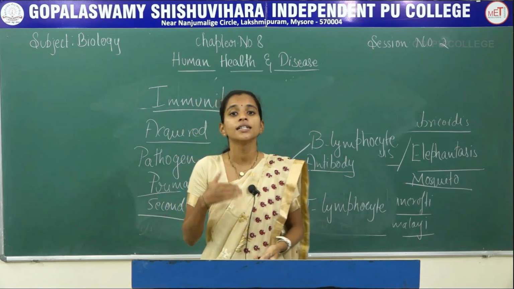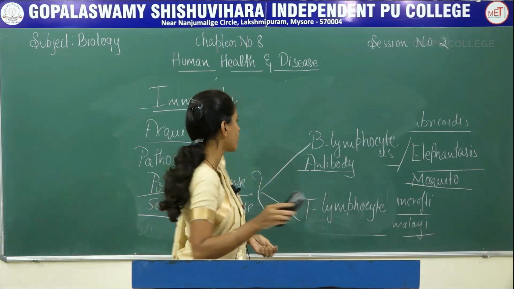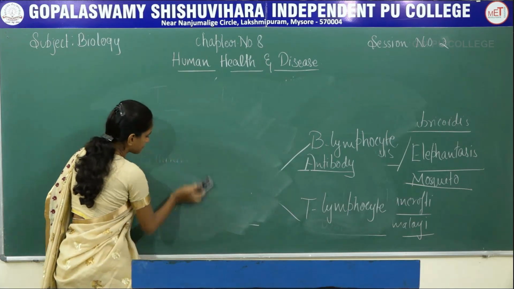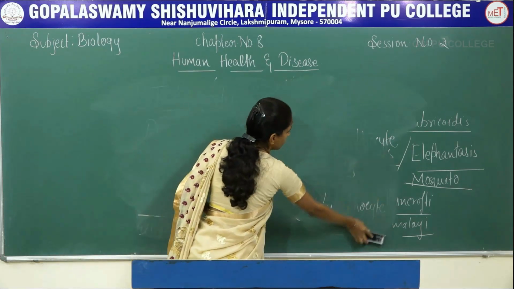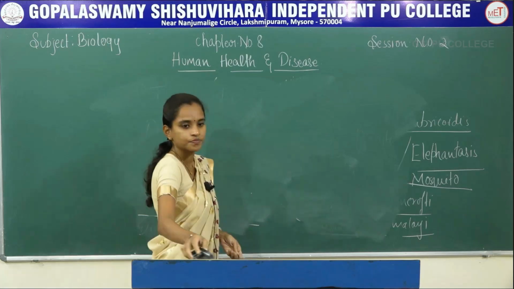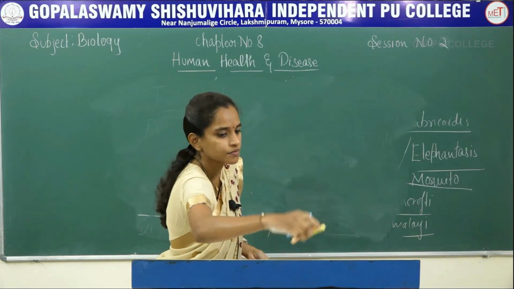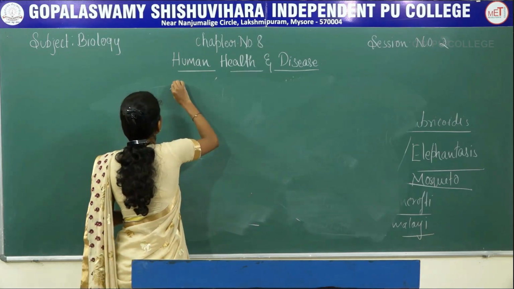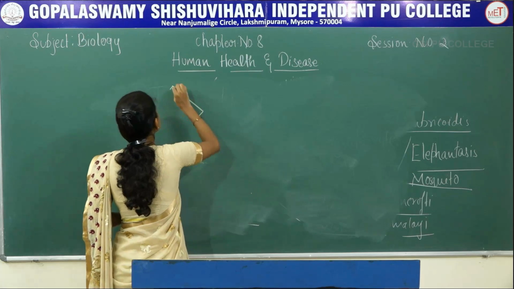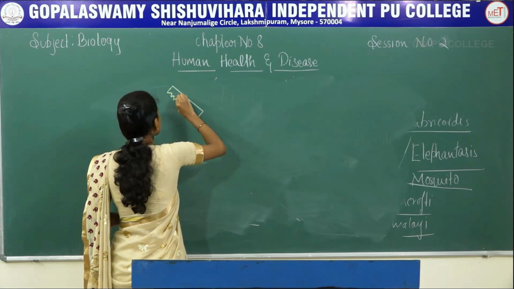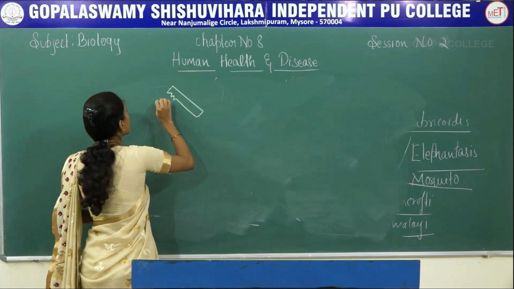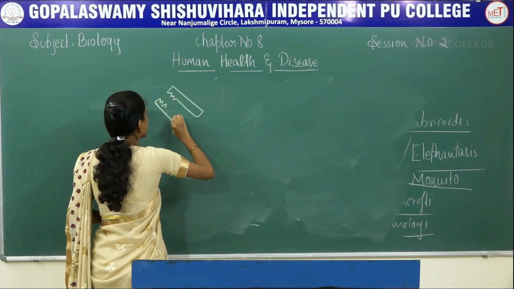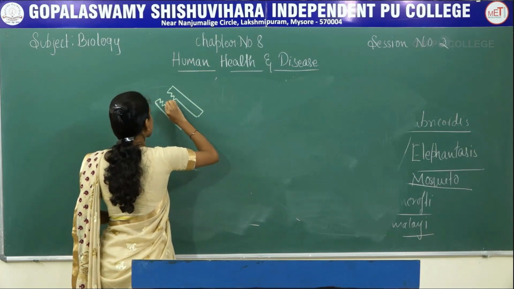Now we have to know the structure of an antibody. So we will draw the diagram of an antibody. This is a very important 3-mark question. Structure of the antibody will be asked in your examination.